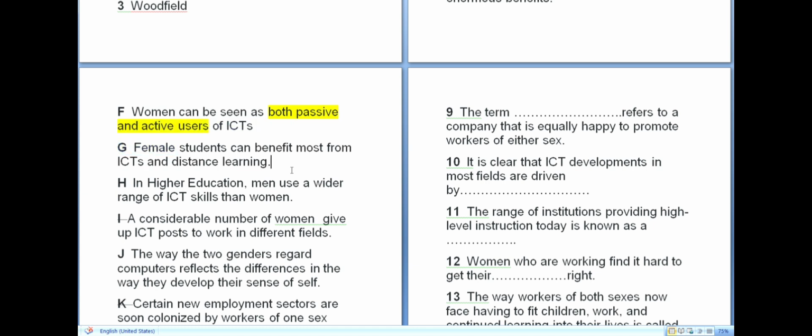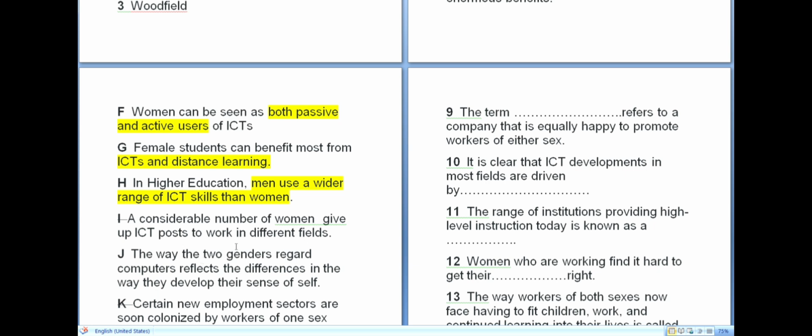So highlighting the words again. Option H. In higher education, men use a wider range of ICT skills than women. What is happening? There is a comparison being done saying that men are the extreme users. Option I. A considerable number of women give up ICT posts to work in different fields. Give up means to leave. What are they doing? They are leaving the information and communication technology related posts in order to work in other areas.